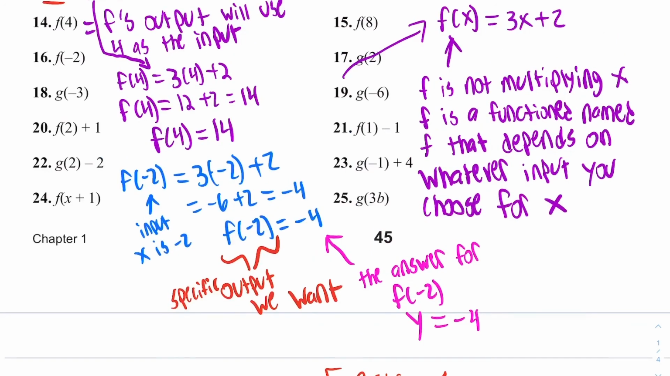Now I'll just do like 4 examples without talking too much.